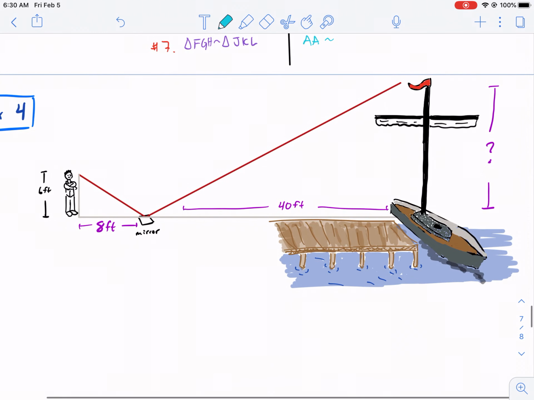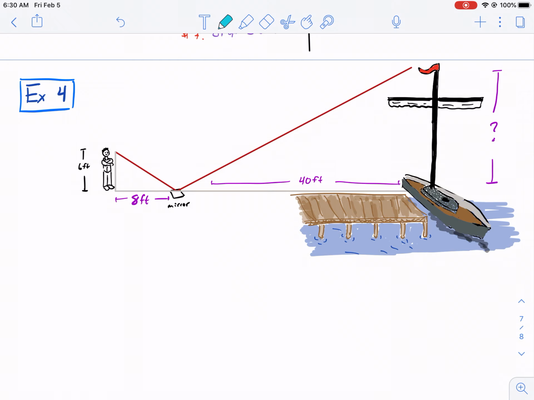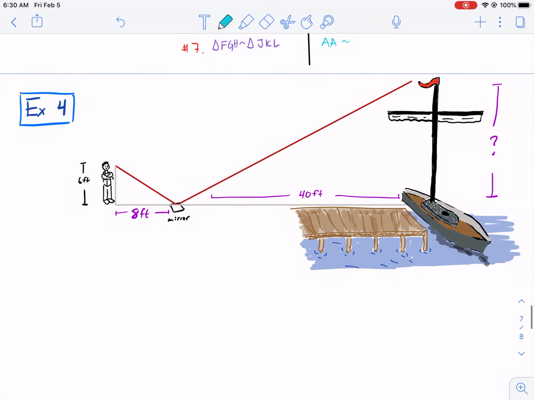Okay, now we have more of like a real world relevant problem, because I know tons of us are trying to figure out how tall a mast is when we're standing on a pier. Okay, very common problem for most people. But let's go ahead and figure this out.